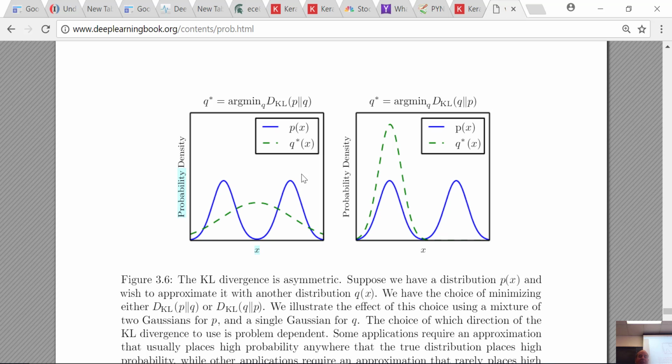Okay, if you have this one, which is the forward, we named it, and the book also names it forward KLD, it's going to give you the mean of all possible modes. If you have multi-modes, it's going to give you an approximation which is a single mode. Yes, go ahead.